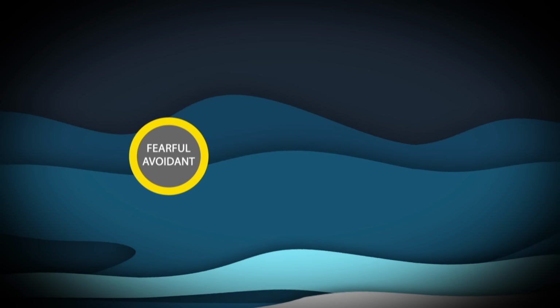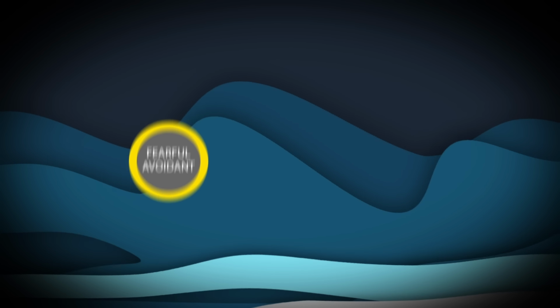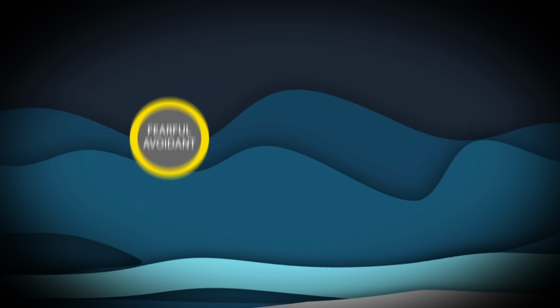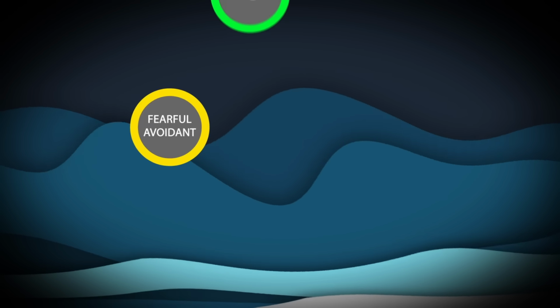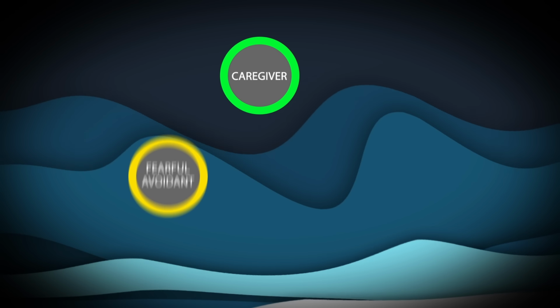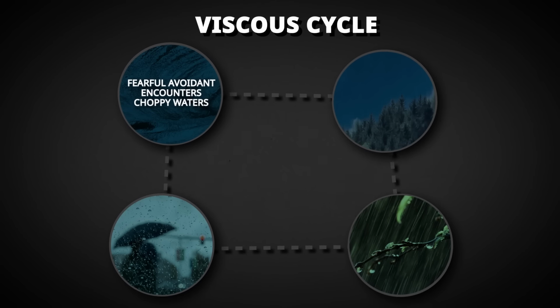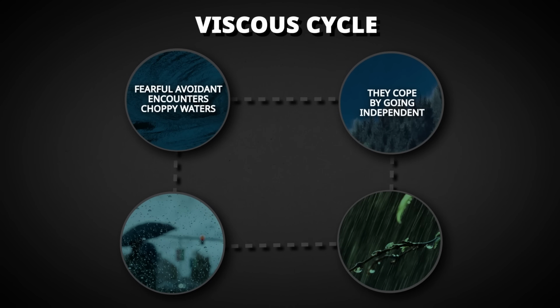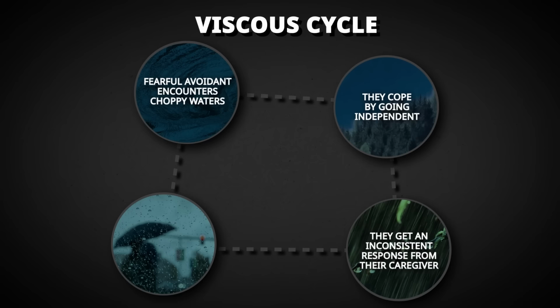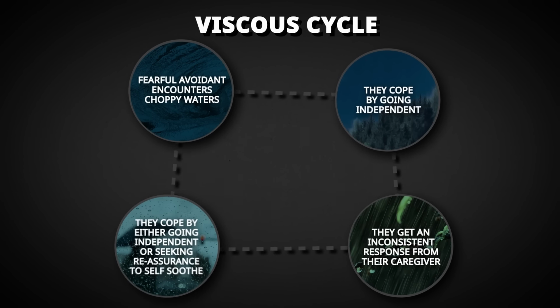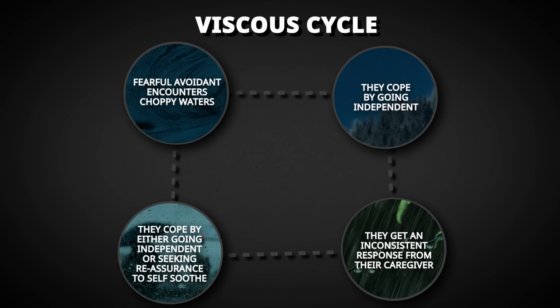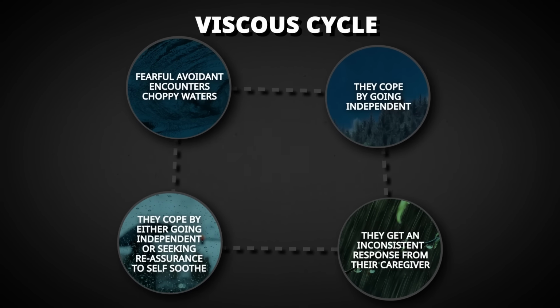This, of course, causes the fearful avoidant to panic, and instead of staying independent, they go berserk, attempting to get reassurance, which, of course, causes their caregiver to grow annoyed and rebuke them. And what unfolds is a vicious cycle. The fearful avoidant will encounter choppy waters, they cope by going independent, they get an inconsistent response from their caregiver, and then they cope by either going independent or seeking reassurance to self-soothe. And then the cycle repeats again and again and again.